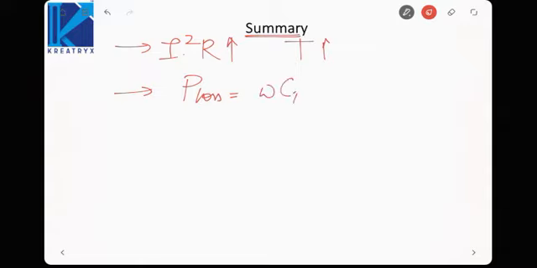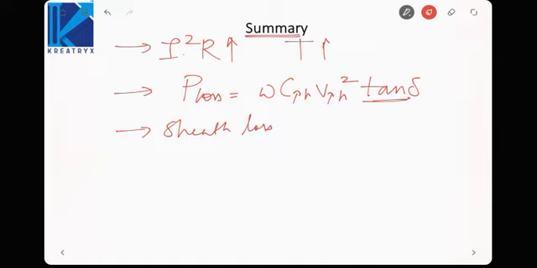So it came out to be omega C phase V phase square tan delta, where tan delta is the loss tangent. And last we saw the sheath loss, which occurs due to flux linkage of the conductor through the sheath and the armoring layer. So these three losses occur in a cable.